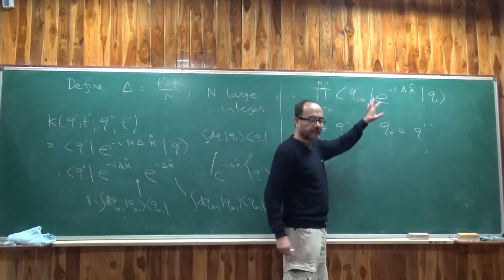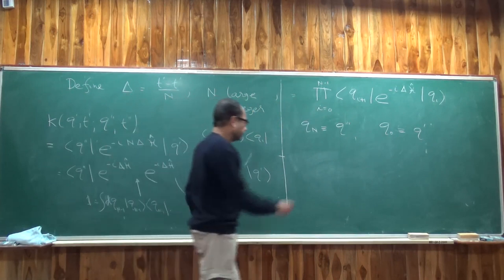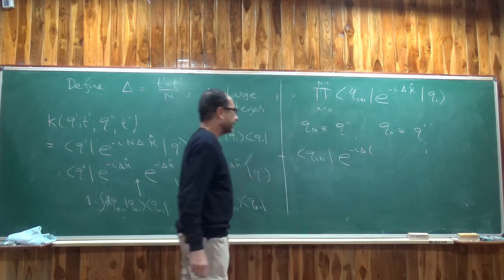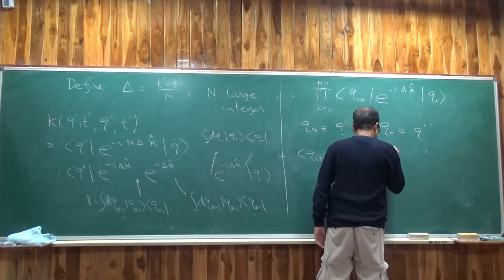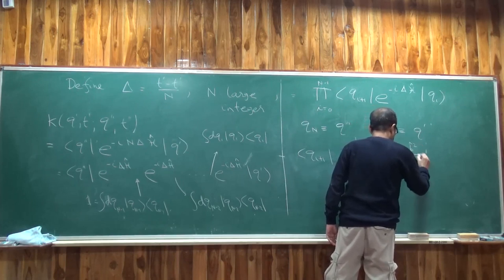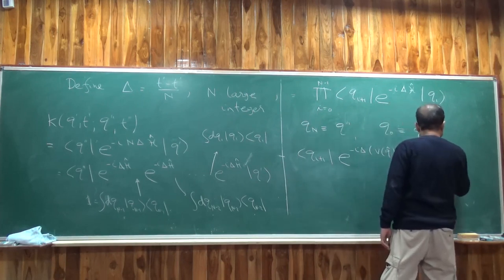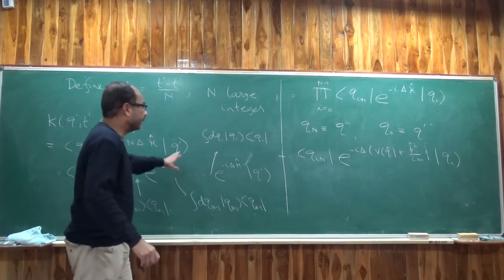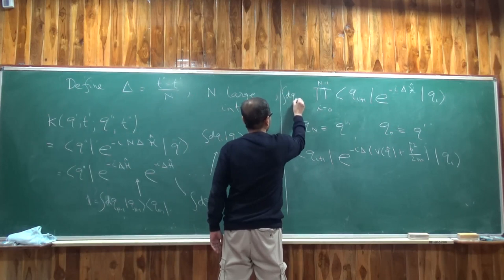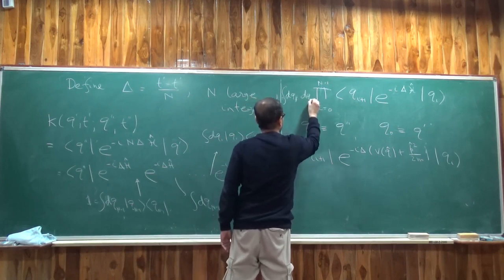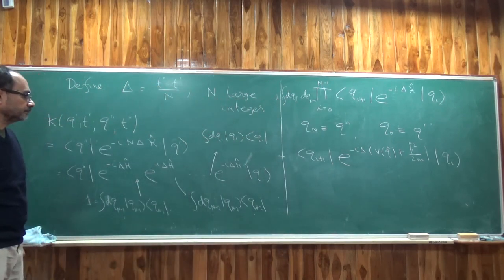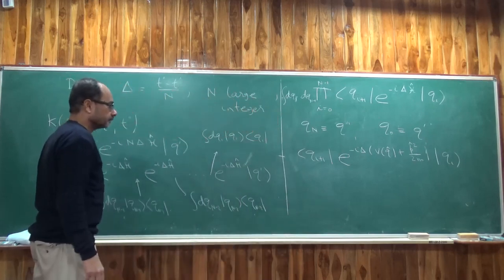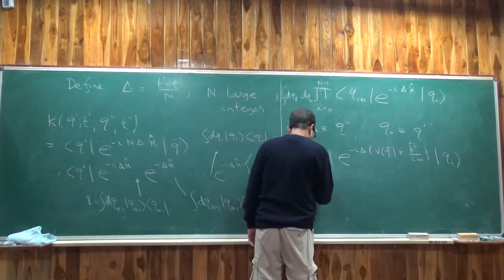So we now want to evaluate this. Our goal is to evaluate q i plus 1 e to the minus i delta. Now, let me write down the expression for h hat. H hat is v of q hat plus p hat squared over 2m. The integral I'll be performing later, integral dq 1 to dq n minus 1. So you have to evaluate this. So what we'll do is to write this.